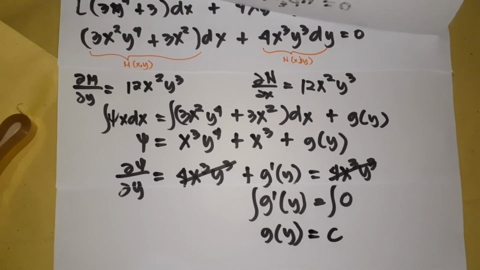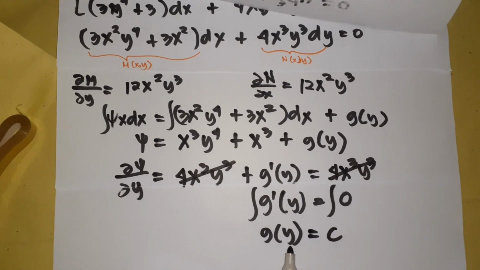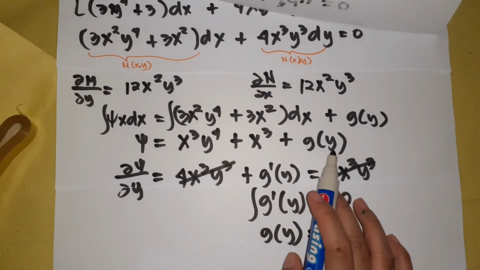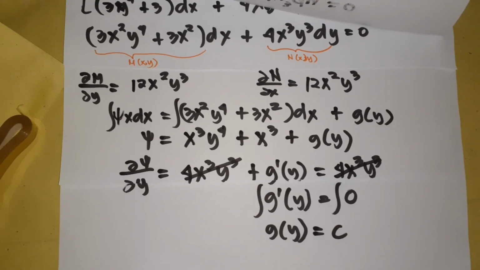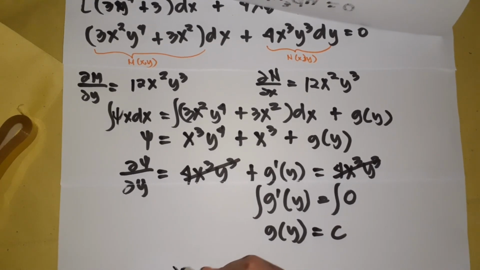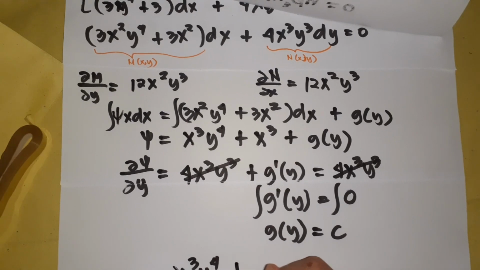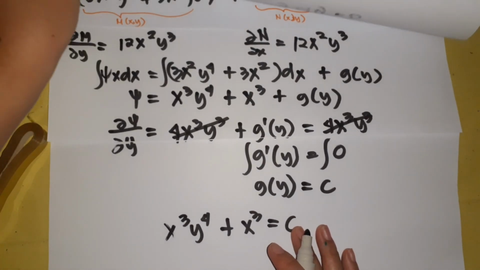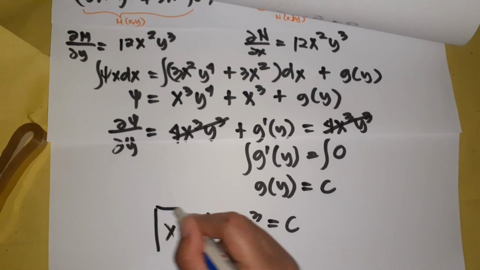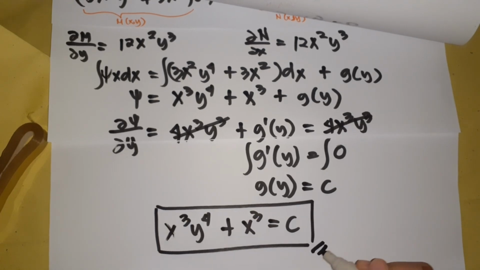So to get the g of y, we can integrate this, so our g of y is equal to c. Substitute the g of y into our general equation to get the general solution, and then the particular solution. Here our particular solution will be x^3 y^4 plus x^3 is equal to c. And this will be our particular solution.